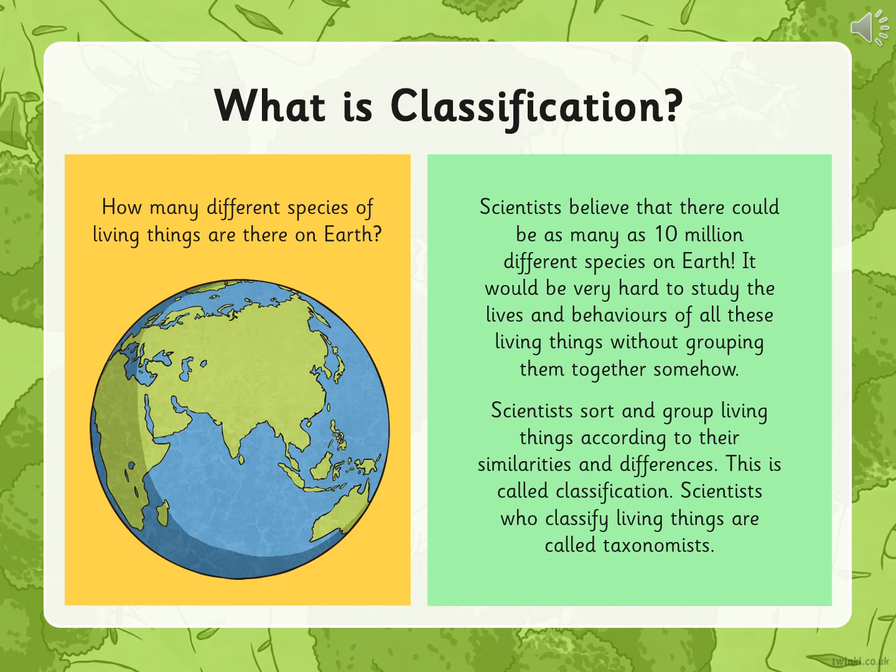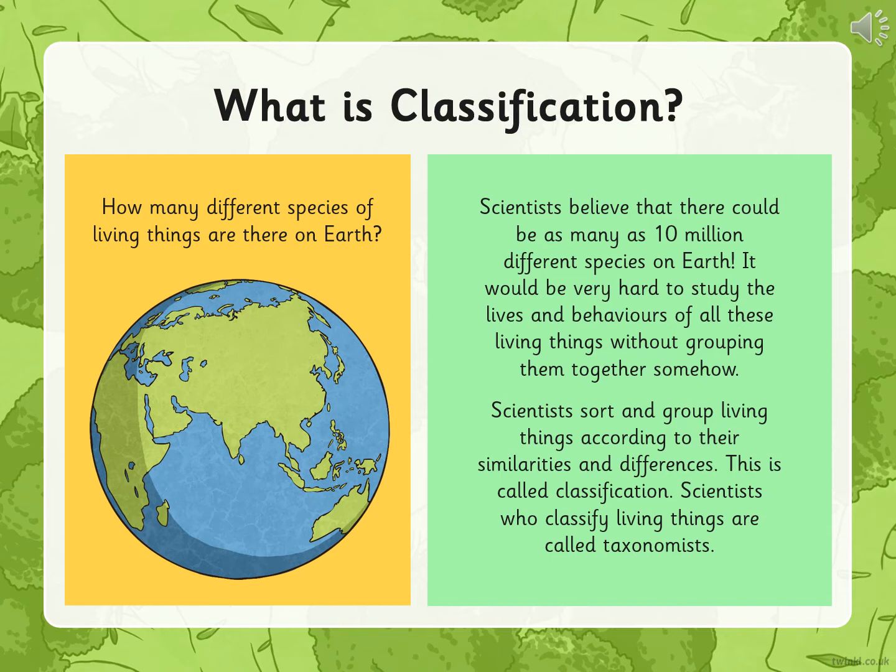So how many different species of living things are there on Earth? Scientists believe that there could be as many as 10 million different species on Earth. It would be very hard to study the lives and behaviours of all of these things without grouping them together somehow.